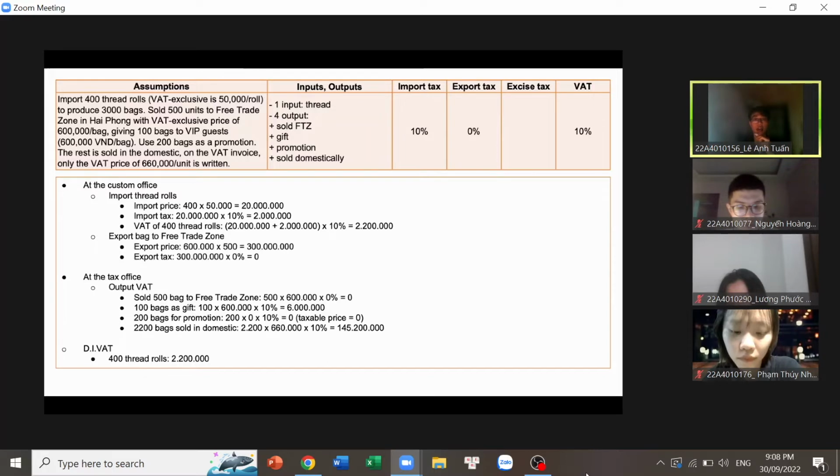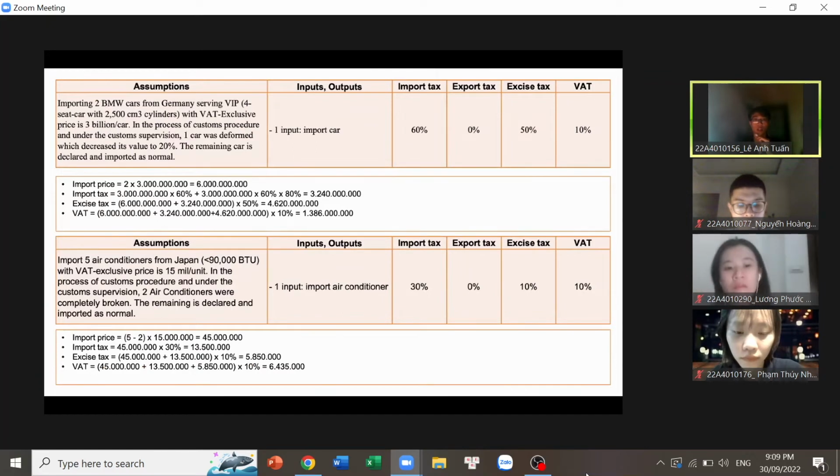At the tax office, output VAT: 500 bags to the free trade zone, and the tax is zero. 100 bags as gifts, the output VAT is 6 million dong. 200 bags for promotion, and the tax is zero. 2,200 bags sold domestically, the output VAT is 145 million dong. Deductible input VAT for 400 bags is 2.2 million.